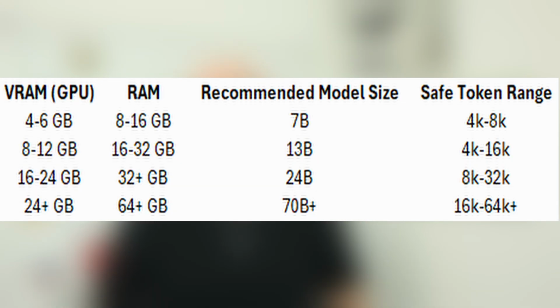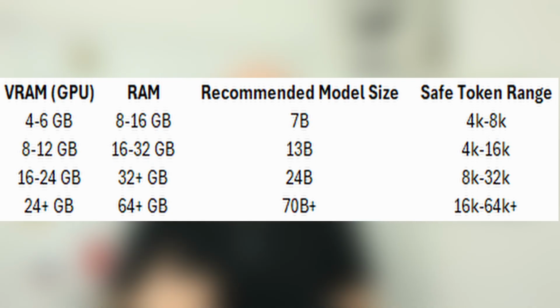Generally, I would use this conversion table. If you have between 6 to 8 gigabytes of video RAM, or the equivalent of about 8 to 16 gigabytes of RAM, I would say aim for a model that's around 7B, 7 billion parameters. And you can safely run something between 4 to 8,000 tokens. Then, of course, the more RAM you have, the larger models you can run. And this table should give you a rough idea.